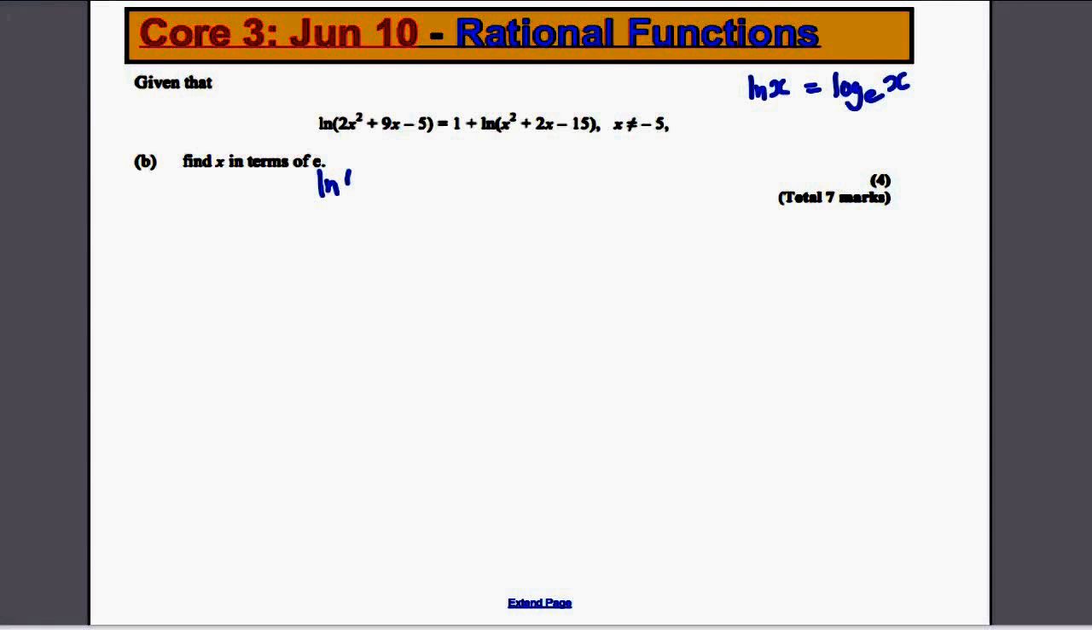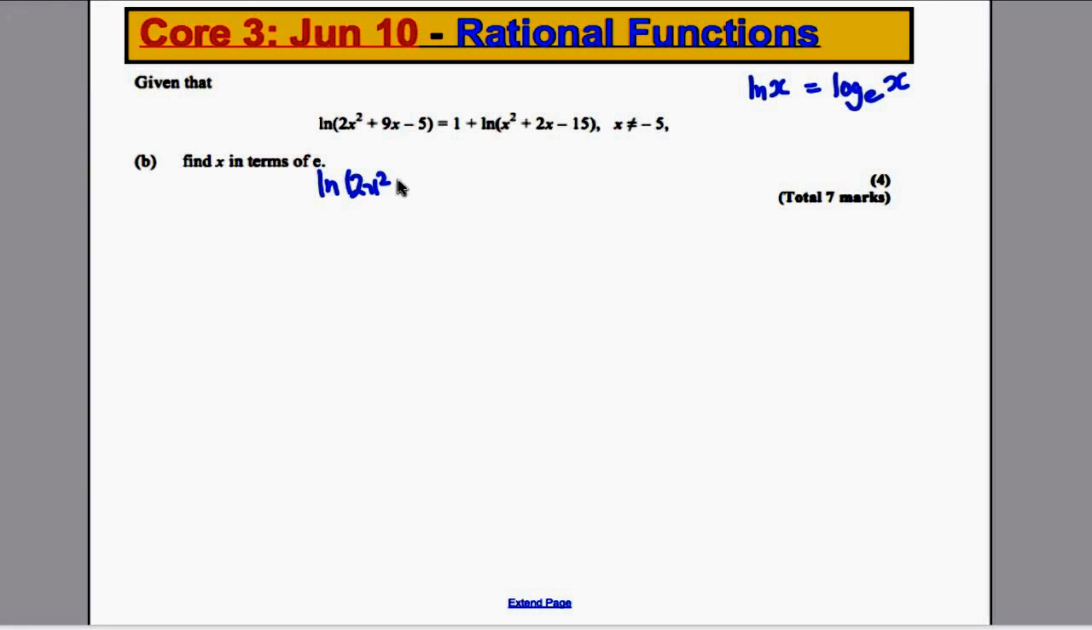And it is, if we do the following. Remember what ln means: ln of a number, let's say ln of x, means log base e of x. Right? Now, let's convert that. Let's just write ln of 2x squared plus 9x subtract 5. I'm going to subtract the ln of x squared plus 2x subtract 15, and I know that's equal to 1.